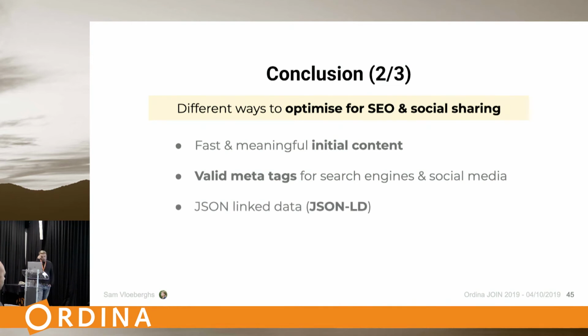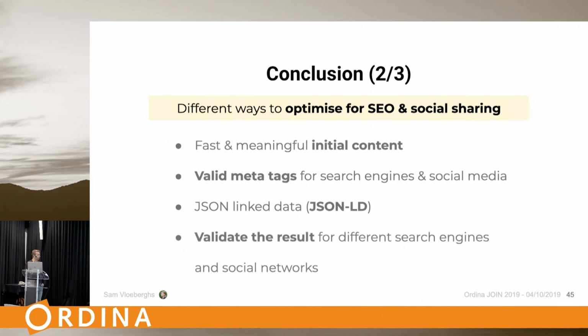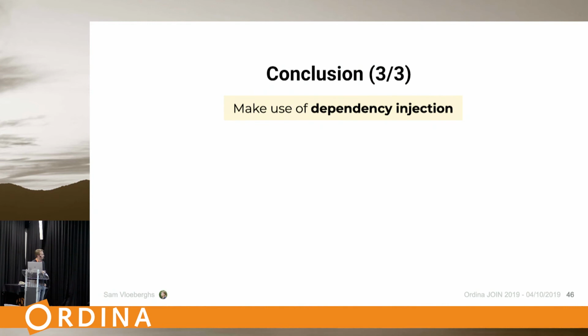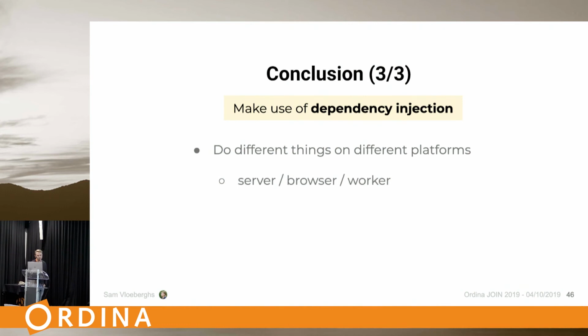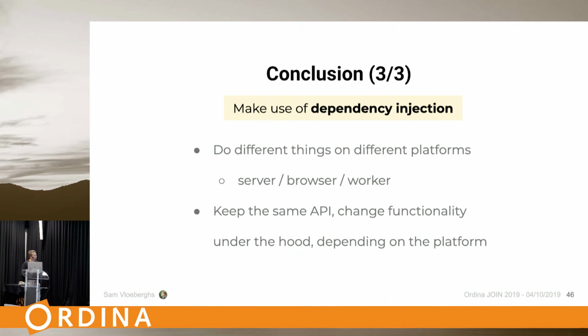JSON linked data gives you a way to output structured data that provides more context to your application. And of course, all the search engines and social media platforms give us tools to validate our implementations. For that, we can make use of dependency injection. We can do different things on different platforms, on the server, in the browser, or in the worker. And by using dependency injection, we can keep the same API but change functionality under the hood depending on the platform.